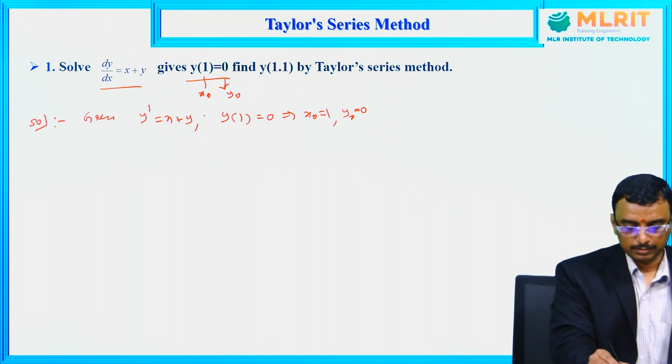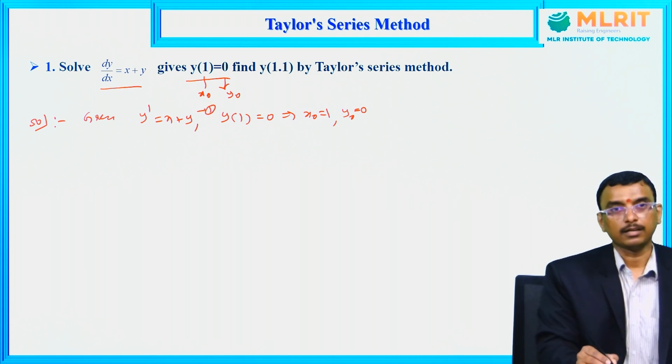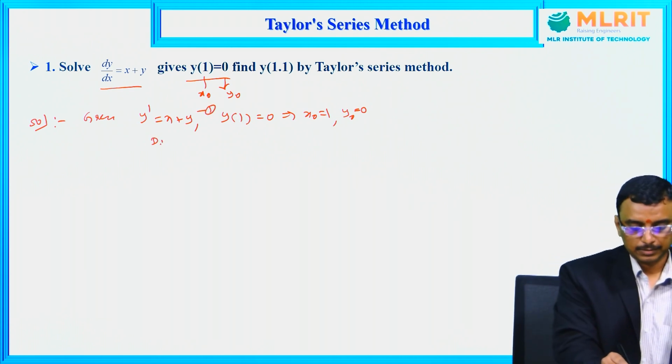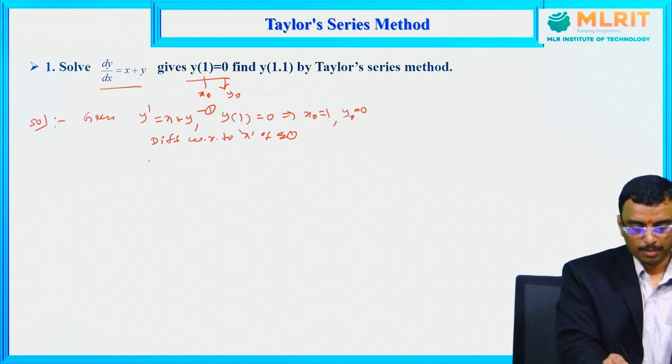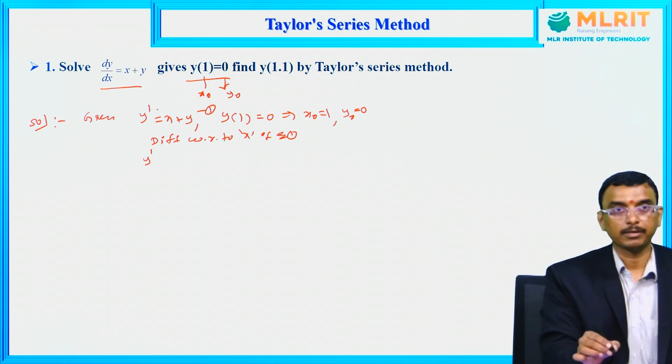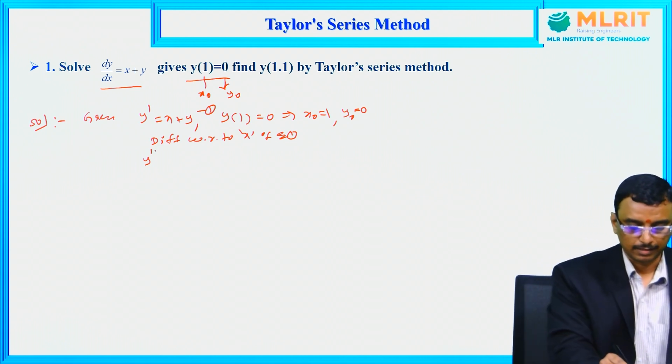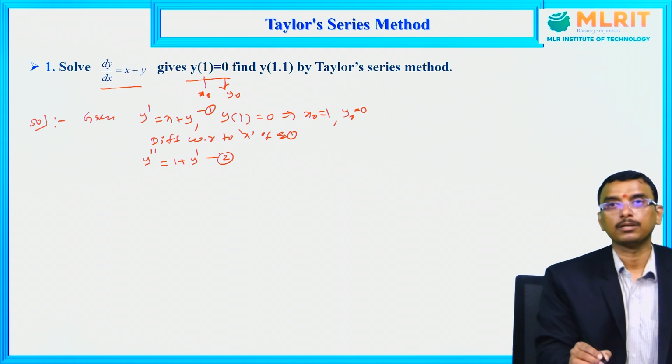We will take this as equation number 1. Now differentiating equation 1 with respect to x, we get y double dash is equal to, so this is d y by dx, y dash is equal to x plus y, and y double dash is equal to 1 plus y dash. Let us take this as equation number 2.